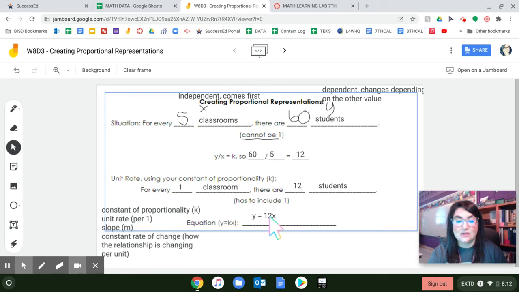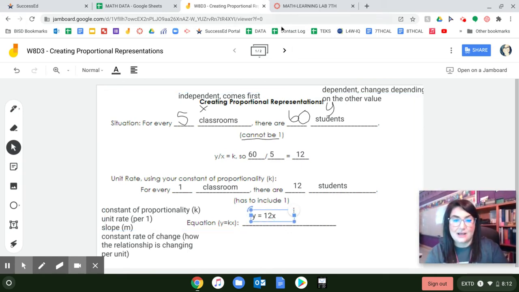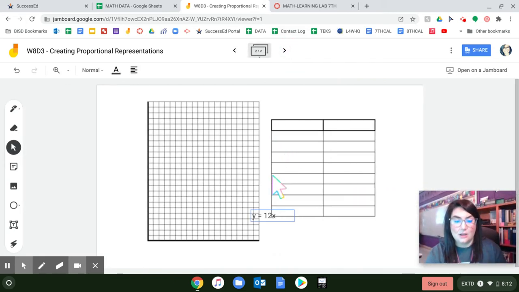Now, using that equation, I'm going to go ahead and copy and paste that over to our next slide so that we can use this to help us.